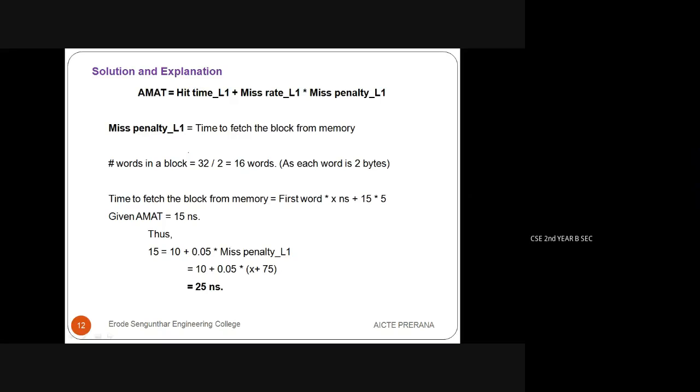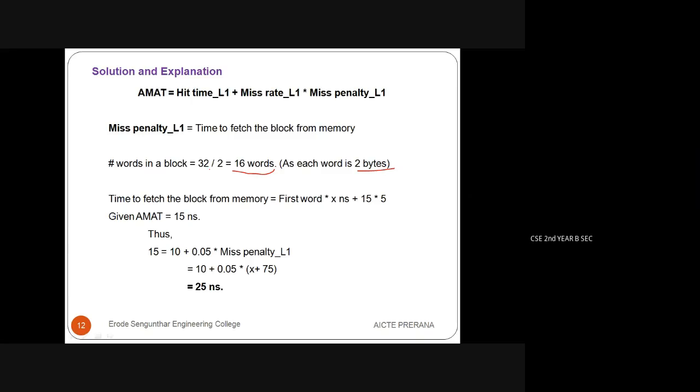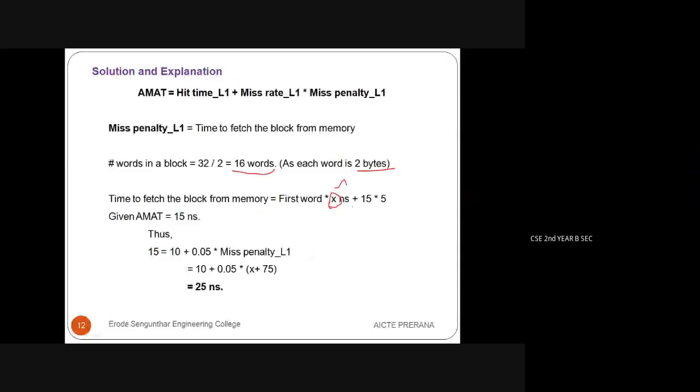The number of words in the block is 32 by 2, which is equal to 16. We convert the data into words because each word is 2 bytes. So the time to fetch the particular memory block from memory is the first word, x nanoseconds, plus 15 into 5. This is the part of the question we are going to find out. These things are given in the question itself.